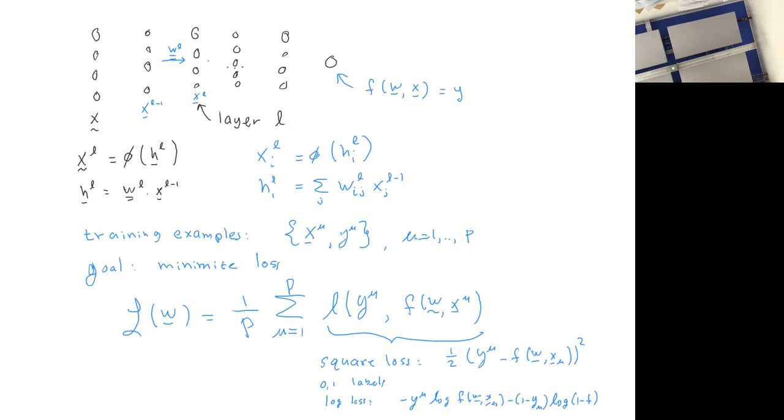Okay, and what we're going to do is run gradient descent. So under gradient descent, the update, the change in the weight, this is full gradient descent, equals minus eta times the partial derivative of L with respect to W.